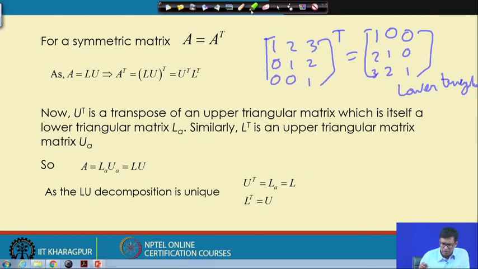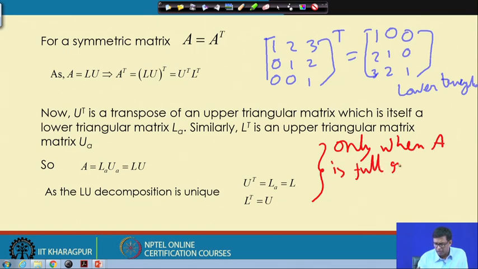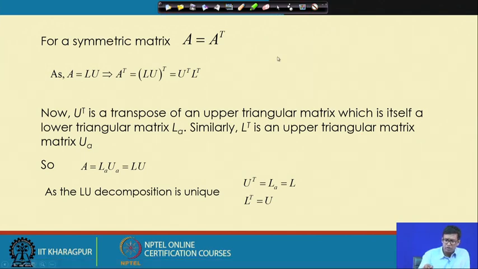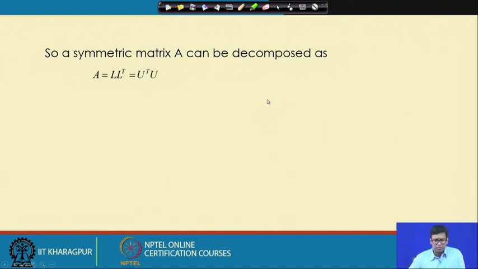And everything is possible, and this is a caveat here, only when A is full rank, or A is invertible, or Ax is equal to b has unique solutions. It is only possible in this case. If A is a symmetric matrix, we can write that this can be decomposed as A is equal to L transpose L or U transpose U. Similarly, we have seen A can be decomposed as LDU, which can now be written as LDL transpose or U transpose DU.